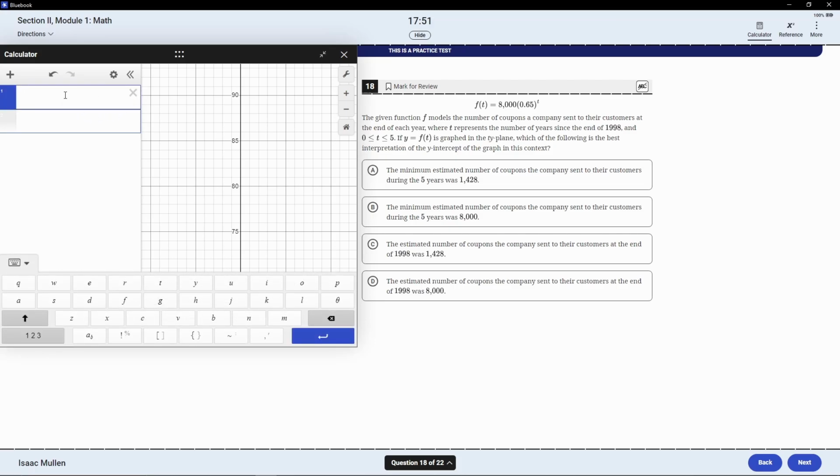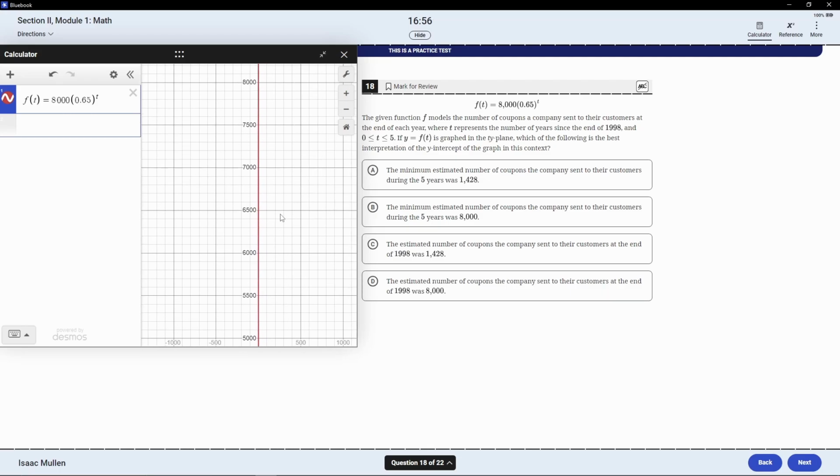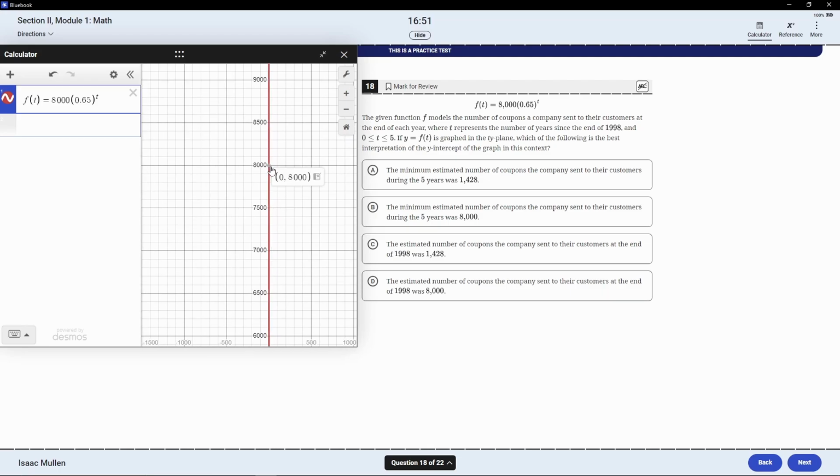Alright here. The given function f models the number of coupons a company sent their customers at the end of each year, where t represents the number of years since the end of 1998, and 0 is less than t, and t is less than or equal to 5. If y is equal to f of t is graphed in the ty-plane, which of the following is the best interpretation of the y-intercept of this graph? Well, I'll tell you what. We're going to graph this equation. f of t equal to 8,000 times 0.65 to the t. And we're going to scroll up until we find the y-intercept. I have a feeling that it's going to be at 8,000 though. Look at that, it marks the point. So the y-intercept of this graph is 8,000.